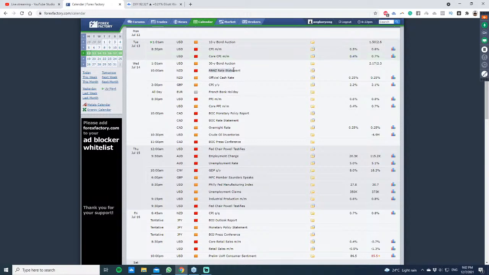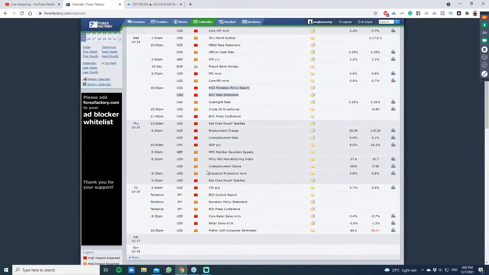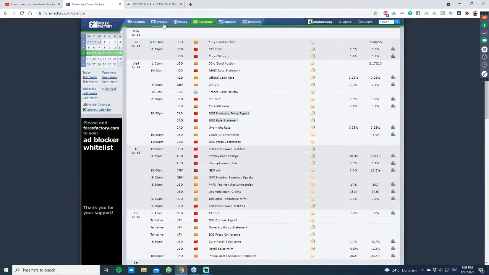We do have the RBNZ rate statement, and I don't think there's going to be a big mover in the market. It's unlikely the RBNZ is going to change their cash rate or interest rate, but generally just take note of it and keep an eye on the update. Later on Wednesday, we have the BOC rate statement. Same thing here: unlikely they're going to change the interest rate, but do keep an eye on what is reported, as that will be crucial. After that, the remainder of the week is rather quiet. Most of the events are likely going to be on Tuesday and Wednesday itself. So that's an overview of the events you probably want to take note of.